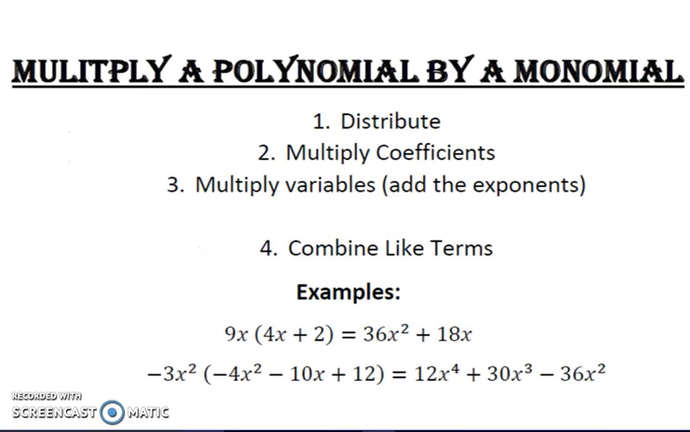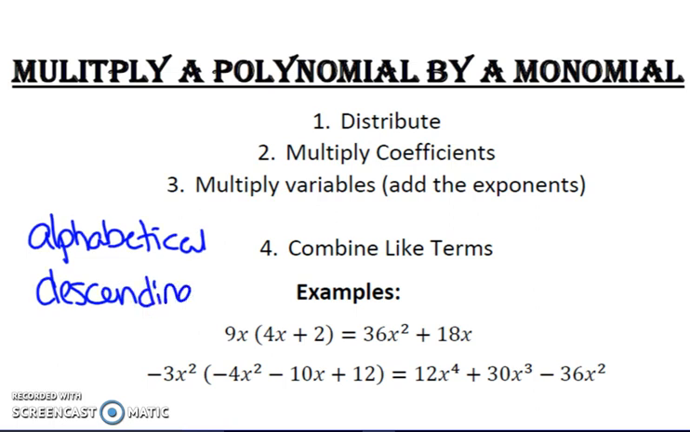Hopefully you have your flip book in front of you. If you don't, take out a piece of paper so that you can copy down these notes. Now, when we multiply a polynomial times a monomial, the first thing we need to do is distribute. We're going to multiply the coefficients together and multiply the variables, which means we're adding the exponents. From there, just like when we add and subtract, we're going to combine our like terms. Keep in mind when we do this, we want it to be not only alphabetical order, but also descending order.